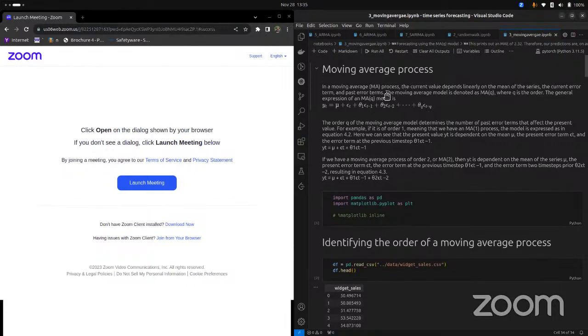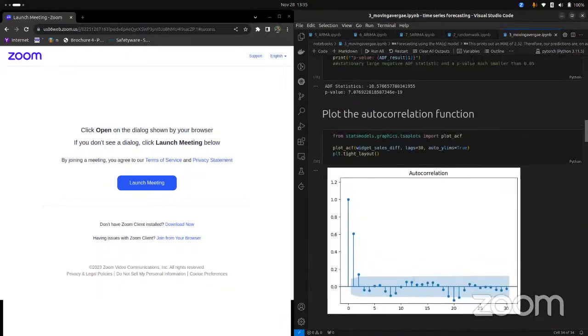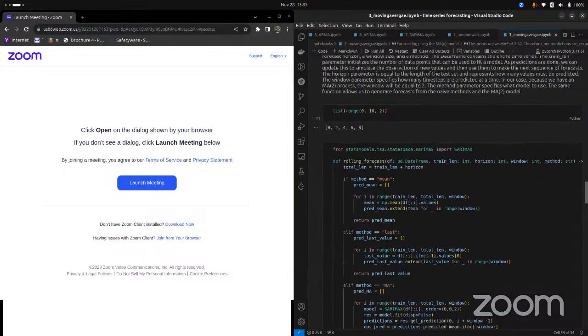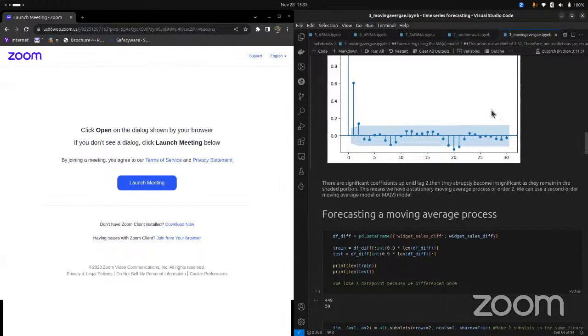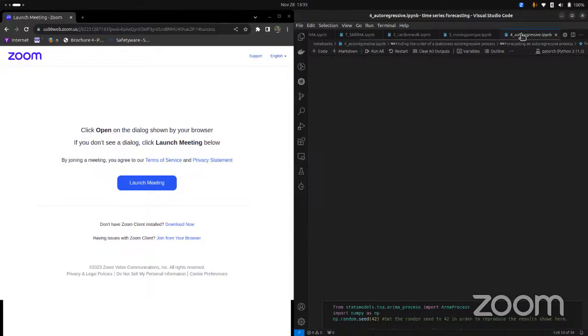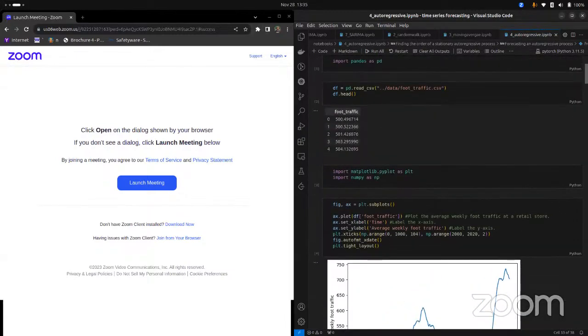And we talked about how to find this Q: how far back are we looking to determine the current value? That's when we looked at the autocorrelation function and the augmented Dickey-Fuller test for stationarity. Now the autoregressive process has a different function.